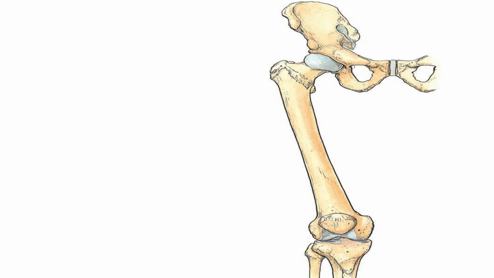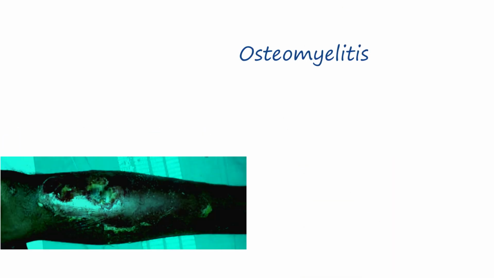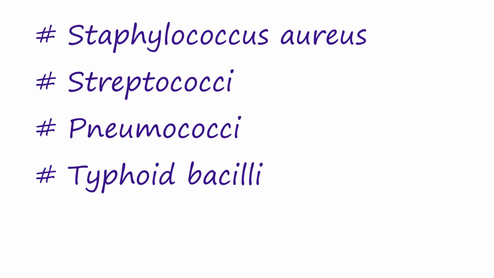Pyogenic organisms affect human bones, hence causing a condition called osteomyelitis. This condition involves two stages: acute osteomyelitis and chronic osteomyelitis. Staphylococcus aureus, streptococci, pneumococci, and typhoid bacilli are some of the microorganisms that cause this condition.